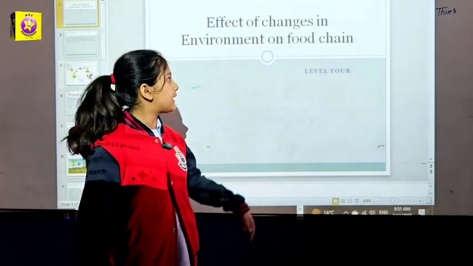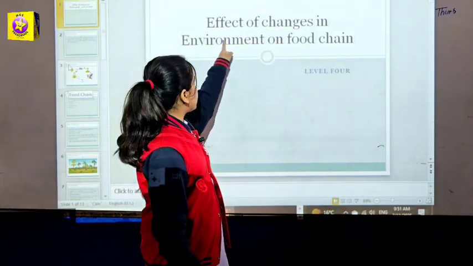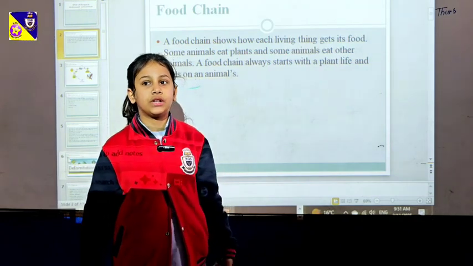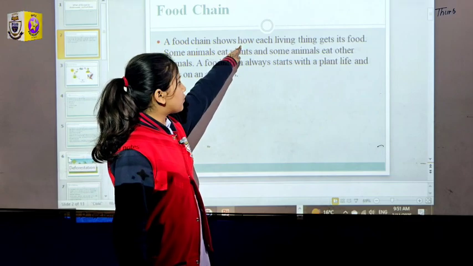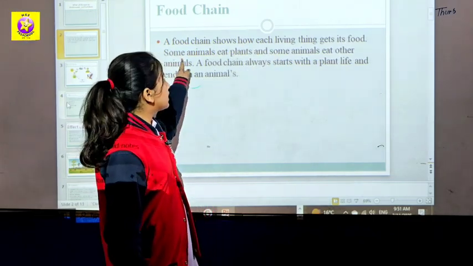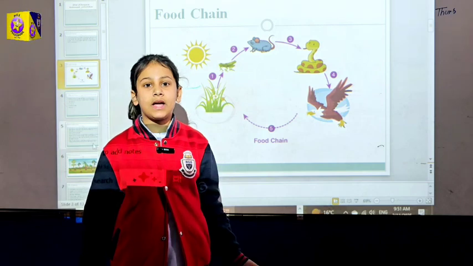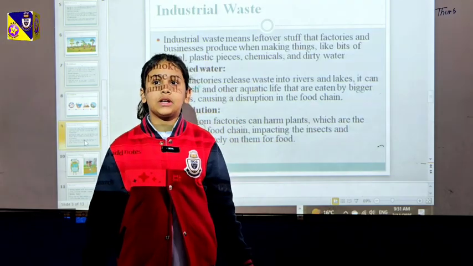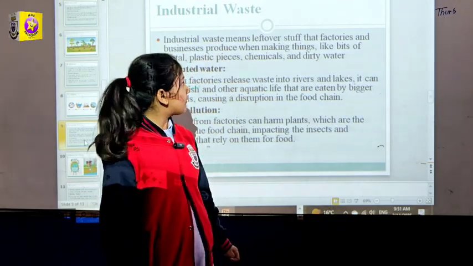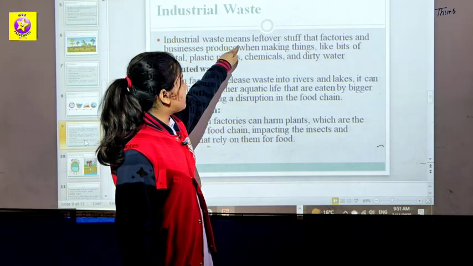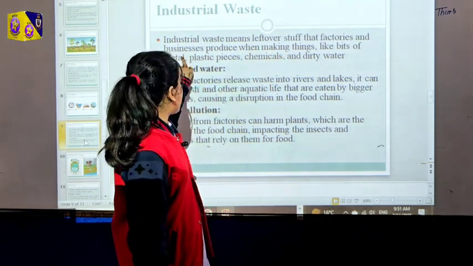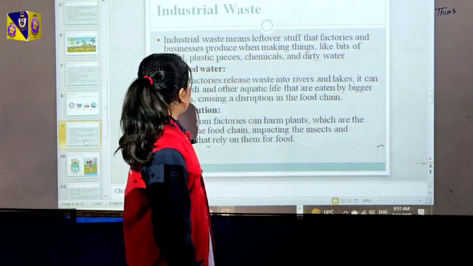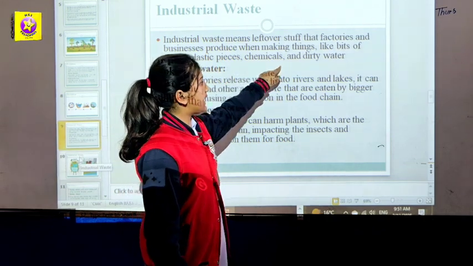My presentation topic is effects of changes in environment on food chain. First of all, I will tell you about food chain. A food chain shows how each living thing gets its food. Some animals eat plants and some animals eat other animals. Now I am going to tell you about waste. Industrial waste means leftover stuff that factories and businesses produce when making things like bits of metal, plastic pieces, chemicals and dirty waters.